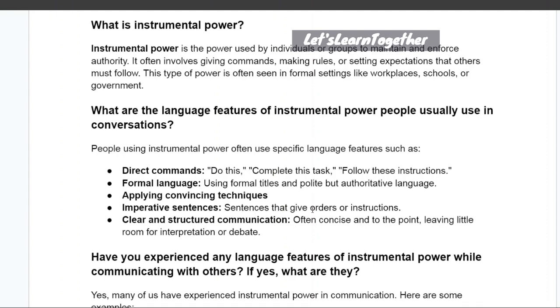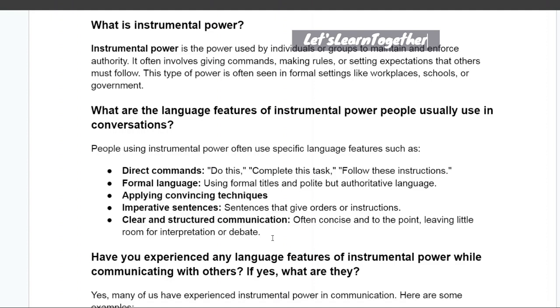then imperative sentences, sentences that give orders or instructions, clear and structured communication, often concise and to the point, leaving little room for interpretation or debate. That means the people who are using instrumental power ensure that what they say won't be debatable. Okay, well, there might be a little place for a debate or some counter arguments, but mostly they try to keep their sentences properly structured.